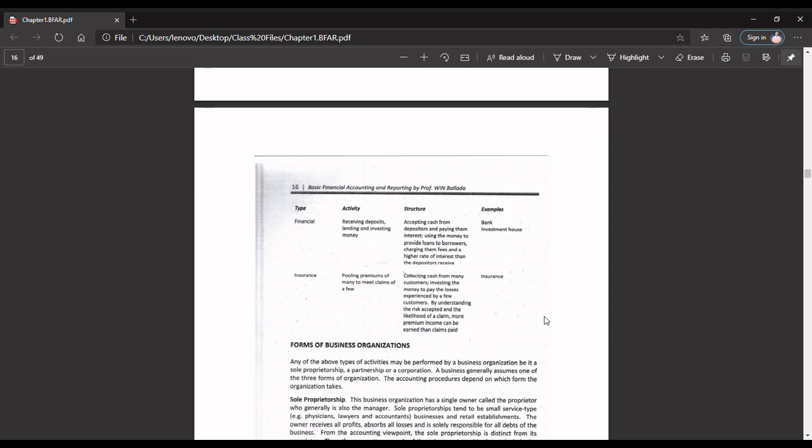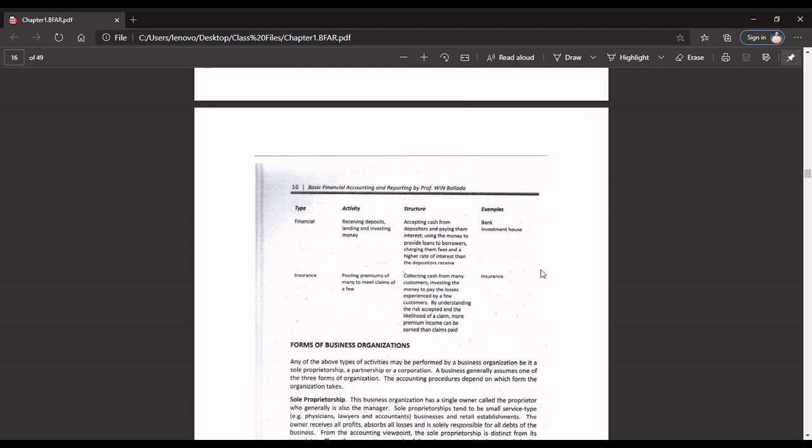Next, we have a financial type of business. This includes receiving deposits, lending, and investing money. Of course, the most notable example are banks. Banks receive money from many and they make money themselves by lending the money that they get to other people. The income they earn from interest is their sole income.